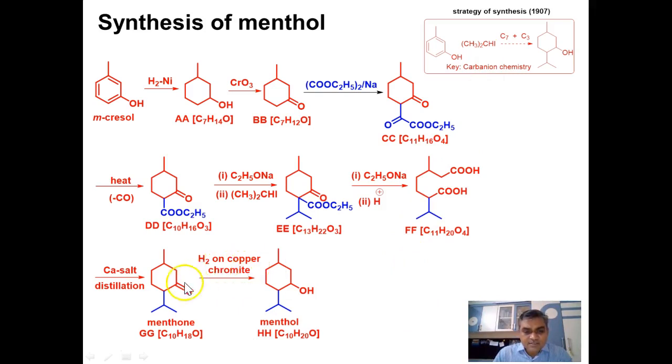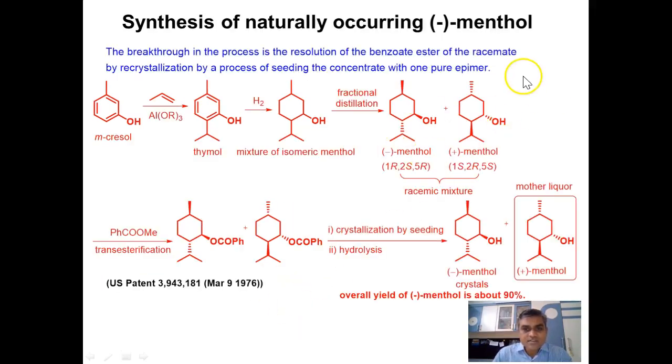Now in this reduction of menthone to menthol, we get isomeric products. There are three stereochemical centers, so menthol is not prepared enantiomerically or stereochemically pure here. Another synthesis: the naturally occurring menthol has a levorotatory nature. So (−)-menthol is here, and this synthesis of (−)-menthol was accomplished in the year 1976.